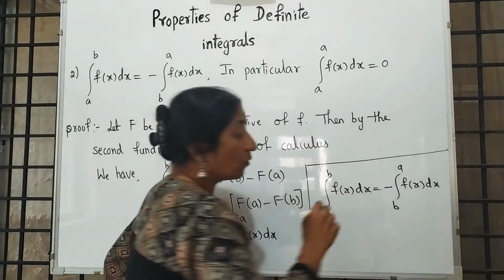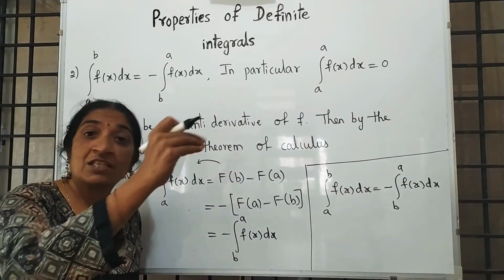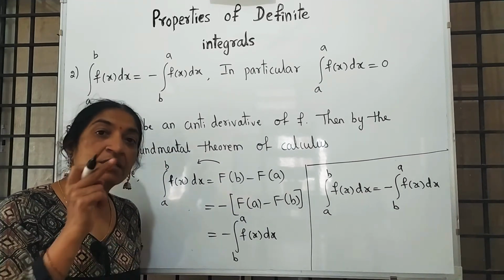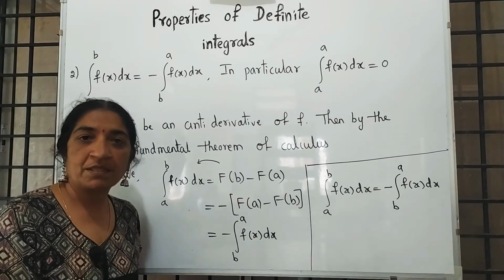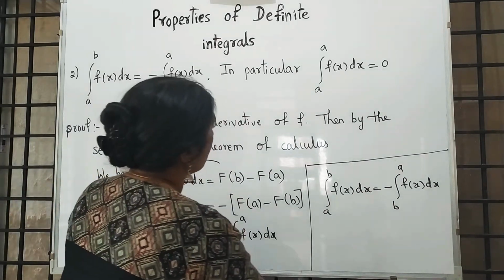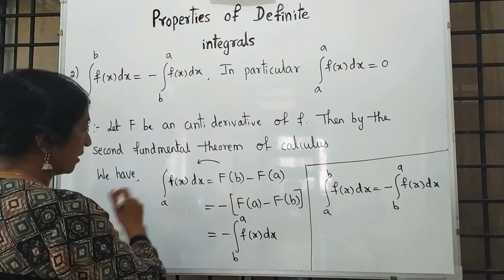That means what the property tells you: when you interchange the limits, upper limit and lower limit, the sign of the integration will change. If it is a plus, it changes to minus. If it is a minus, it changes to plus. And in particular, suppose the upper limit and lower limit are the same, what happens?